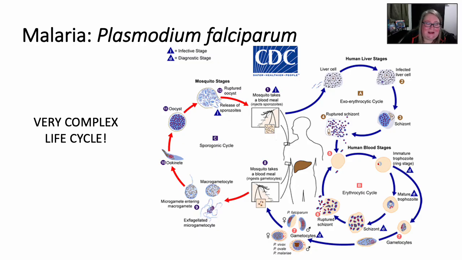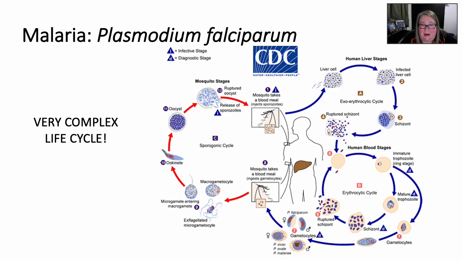Okay, so this is the life cycle of Plasmodium falciparum. Now, as I said, this is the deadliest malaria species. Okay, it's found mostly in Africa. This is where it's going to be the most, and this is where it's the most fatal. Right, malaria is one of the leading killers in Africa.